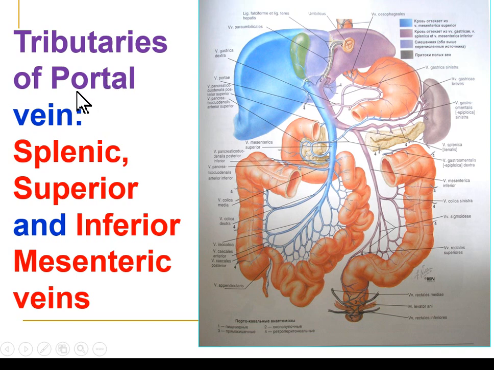Tributaries of the portal vein. There are three tributaries: the splenic vein, and the superior and inferior mesenteric veins. This is the liver. This is the portal vein. It is a short vein, about 8 centimeters long. It forms behind the head of the pancreas from the splenic vein, inferior mesenteric vein, and superior mesenteric vein. This is the portal vein.